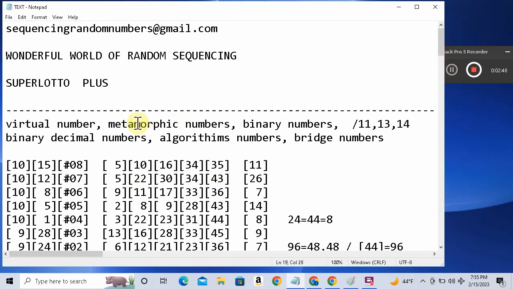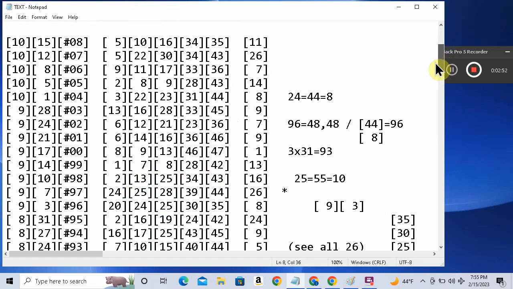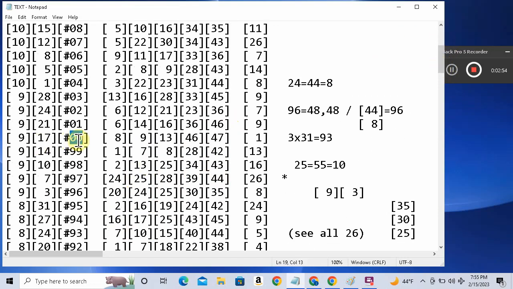And so you also have metamorphic numbers. Metamorphic numbers could be like this number here. You see that's like a fallen down 8. Double zeros like that is equal to 8. So you can see how it's sequenced to that 8 right there.